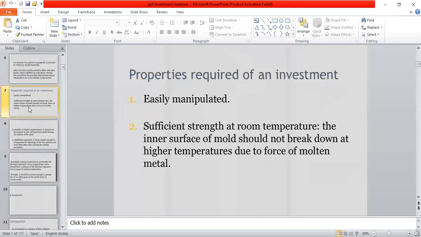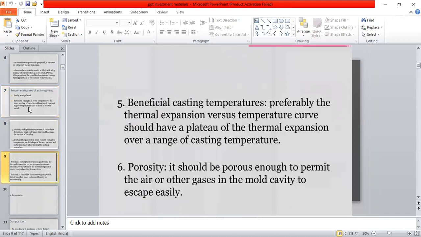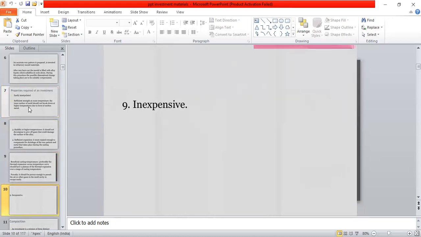Next comes the properties of the investment. The properties of the investment materials are: it should be easily manipulated, it has sufficient strength at room temperature, and it should be stable at higher temperature, and it should have sufficient expansion. Then it should be beneficial for the casting temperature. Then it should be porous enough to permit the air or other gases in the mold cavity to escape easily. Then the next property of the investment material is it should be inexpensive.